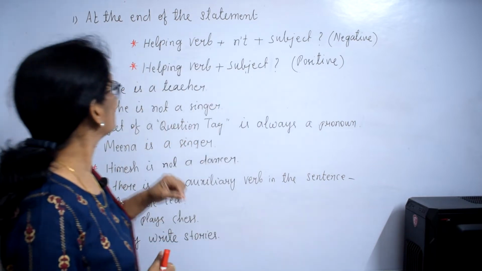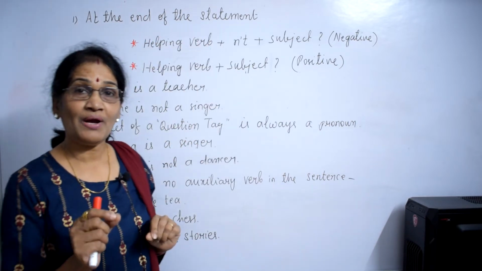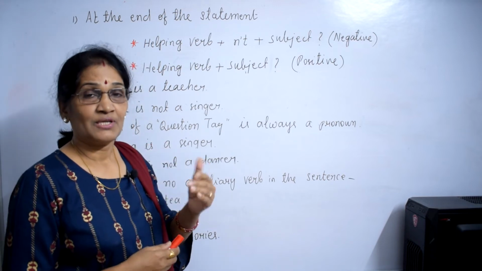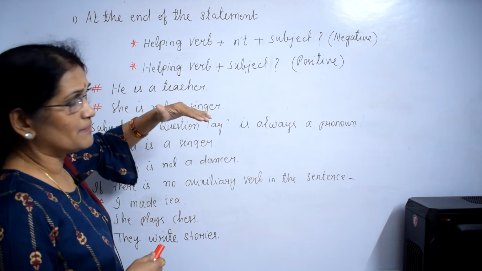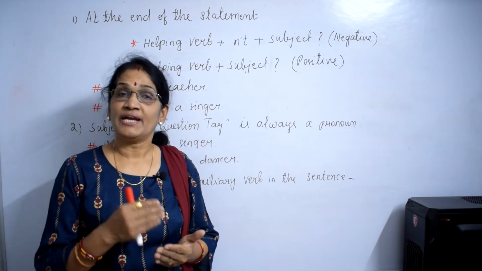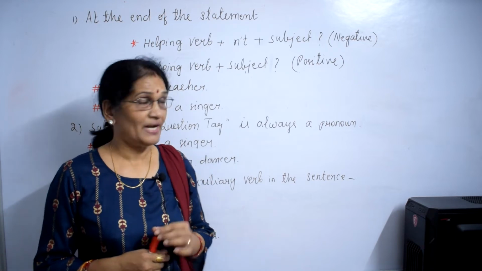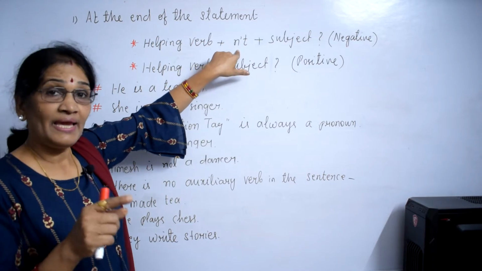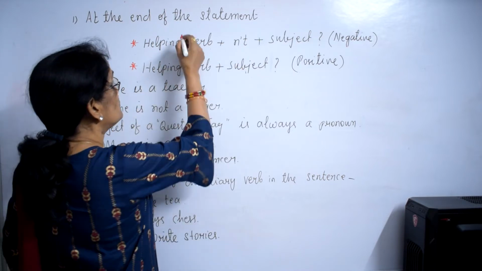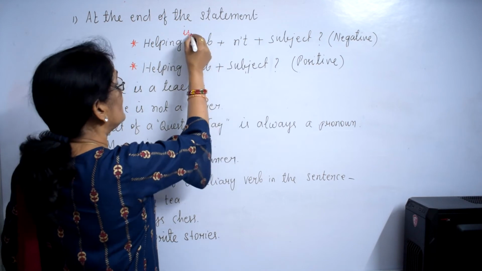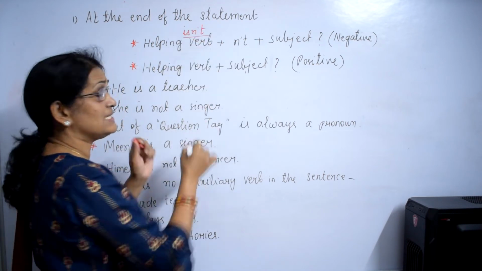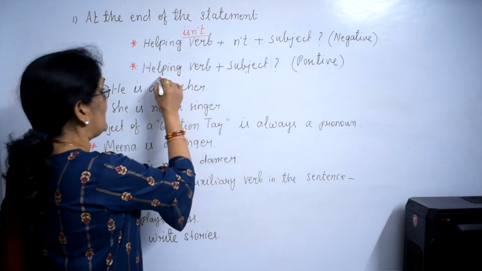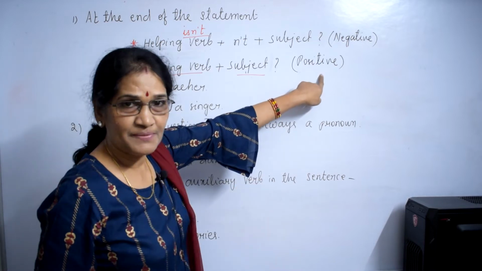Let's get started. At the end of the statement, where you add tag question? At the end of the statement. How we add? With a positive statement, we add negative tag. With a negative statement, we add positive tag. Right? Helping verb. How we add? Helping verb plus N apostrophe T. Okay? Suppose is the helping verb, we add there N apostrophe T. It became what? Isn't. Isn't plus subject, that is negative tag, and helping verb plus subject is positive tag.